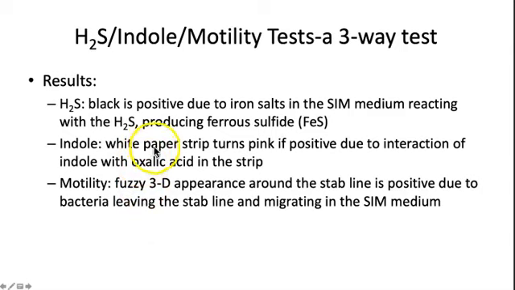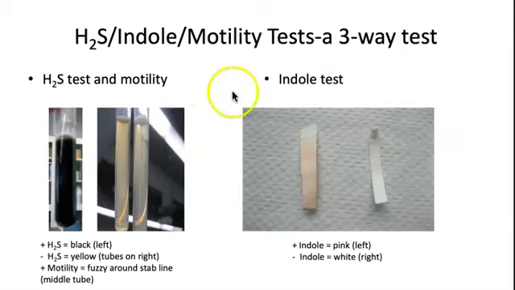For the indole part of the test, that's where this little paper strip comes in that you stuck over the edge of the tube. And as I said, that has oxalic acid on it. And if there's indole produced, then you should see a color change from white to pink on this strip. So that would look like this area over here on the right.